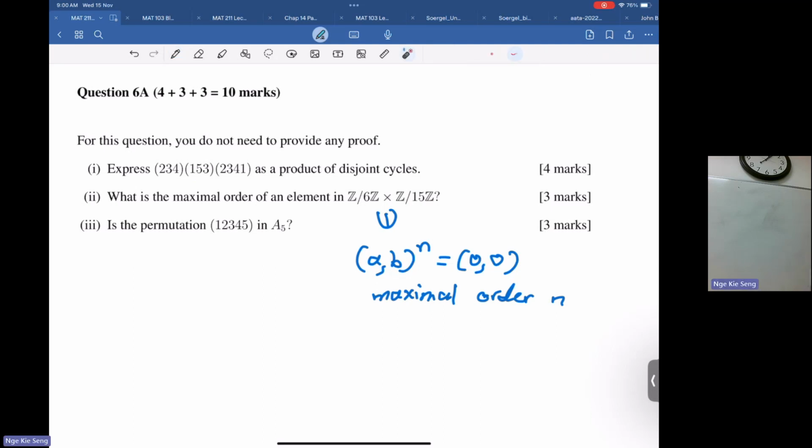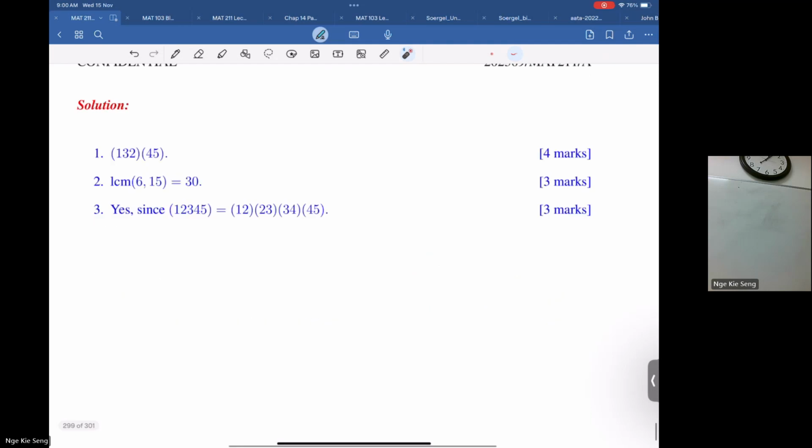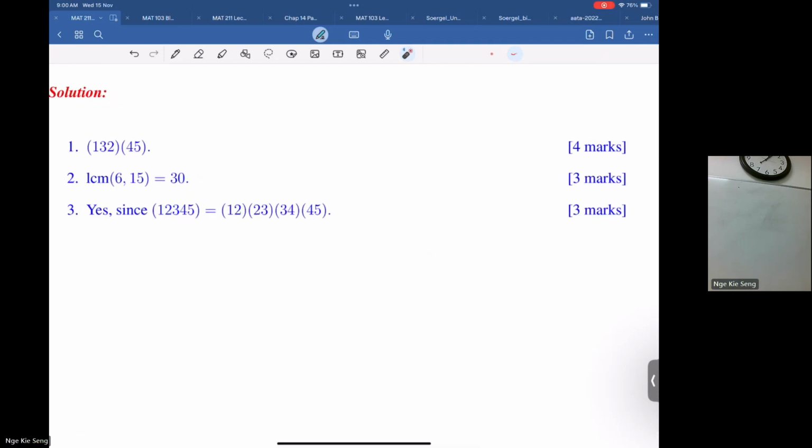Part 3: the permutation (1 2 3 4 5) in A5. Most of you know what to do. You just split it into a product of transpositions. For those who don't know how to do it, I feel a bit wasted. You should know how to do this. This is the easiest point you should get. So this is the answer here. If you don't provide steps and your answer is wrong, I cannot give you marks. If you provide steps and your answer is wrong, I can give you partial marks.